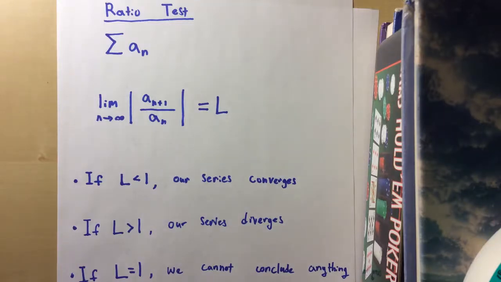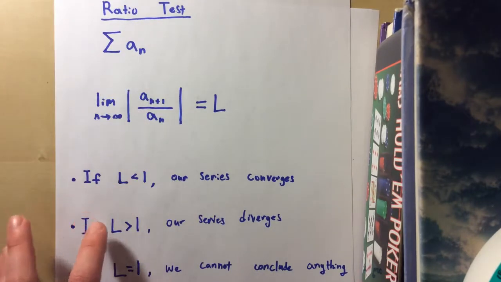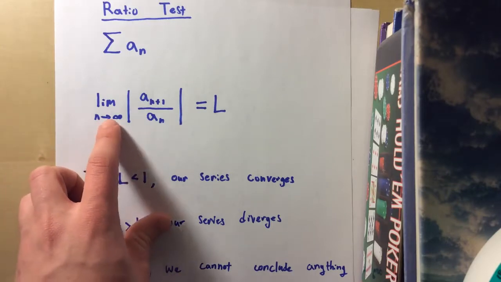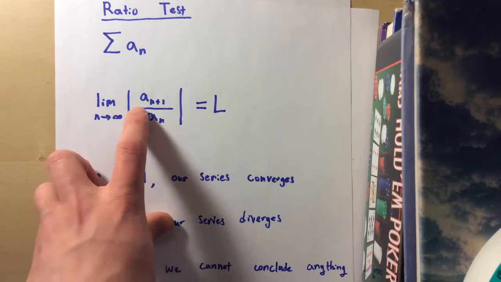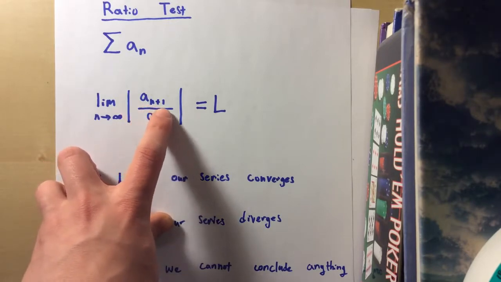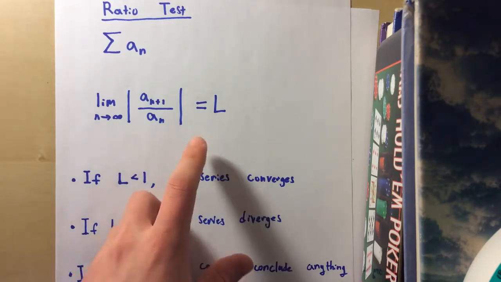The ratio test is another method for determining convergence and divergence in series. We have our series of a sub n, and what we're saying is that we take the limit as n approaches infinity of the absolute value of our a sub n plus 1 term, divided by our a sub n term, and we're going to call that L.